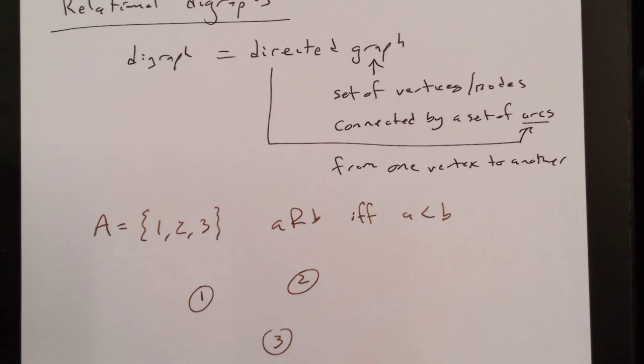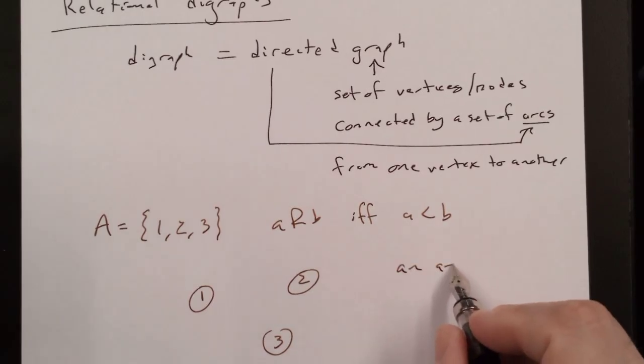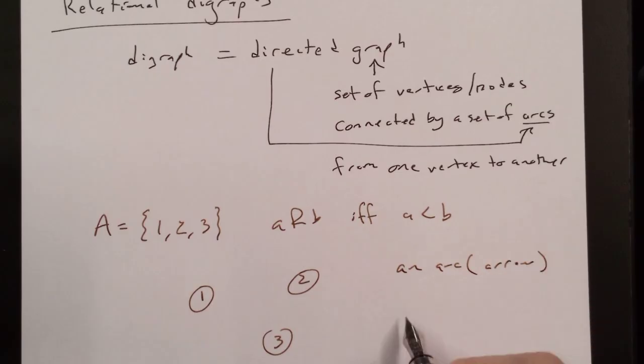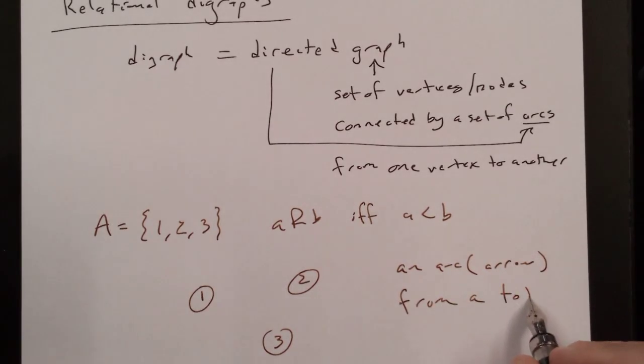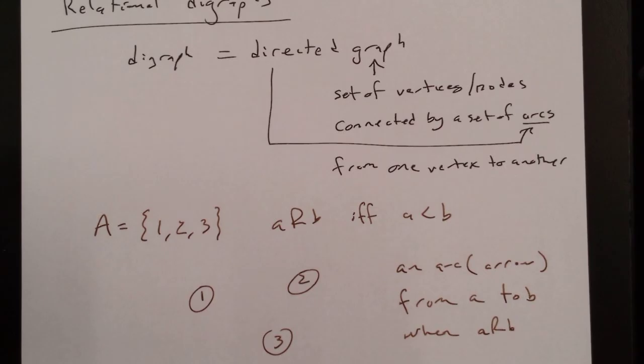An arc is an arrow. I need you to draw the arrows from vertex A to vertex B if A and B are related. So a relational digraph has a rule for putting the arcs into our nodes. You're going to create, in this case, how many arrows?